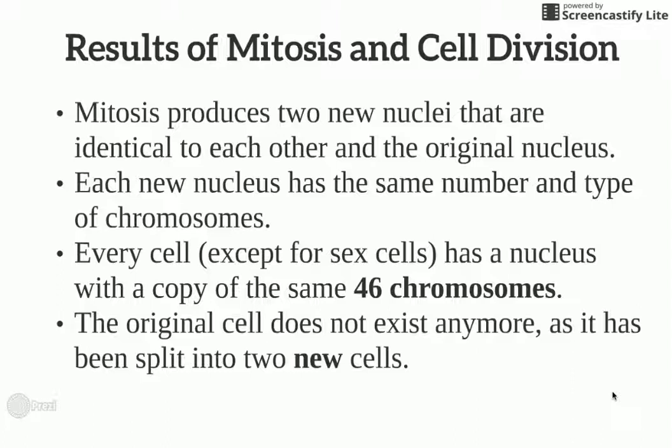The results of mitosis and cell division are the following. One is that mitosis produces two new nuclei that are identical to each other and the original nucleus. Two is that each new nucleus has the same exact number and type of chromosomes. Three, that every cell except for sex cells has a nucleus with a copy of the same 46 chromosomes. And the last note is that the original cell does not exist anymore as it has now been split into two new cells.